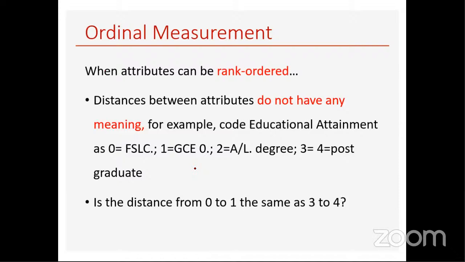Now, there is an implied order, which means we can go from the least to the highest. So when attributes can be ranked, it forms an ordinal variable. The distance between those ranks does not have any meaning. For instance, if you're talking about educational levels, and we have 0 to mean First School Leaving Certificate, which is the most basic form, 1 for GCE Ordinary Level, if you're dealing with the Cameroon educational system, 2 for A Levels, 3 for degree and 4 for post-degree.